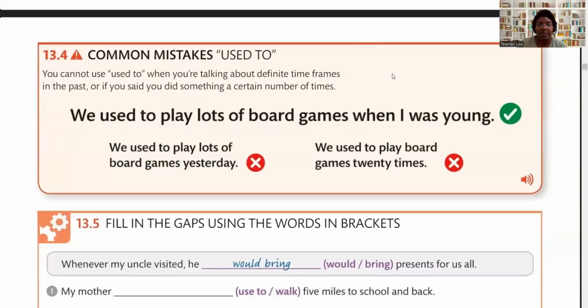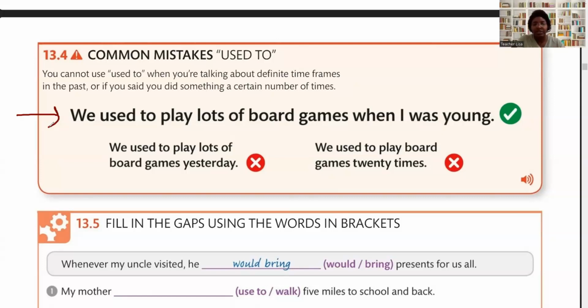First, let's look at a common mistake. You cannot use "used to" when you're talking about definite time frames in the past, or if you said you did something a certain number of times. Remember, when you use "used to", it's just in a general way. So the example: we used to play lots of board games when I was young. So it's correct to use "used to" here because we don't have a specific time in the past. It's just very general, just when I was young.